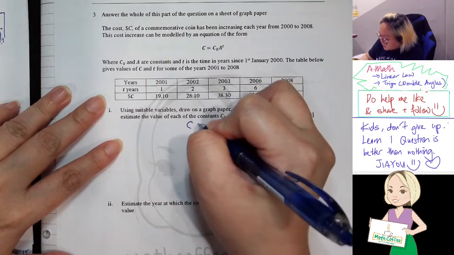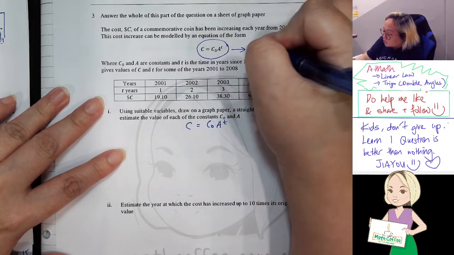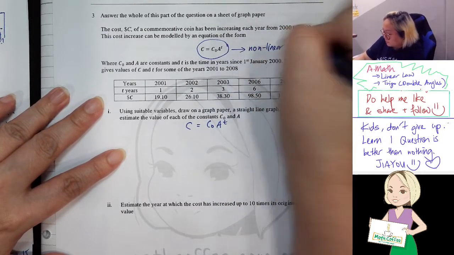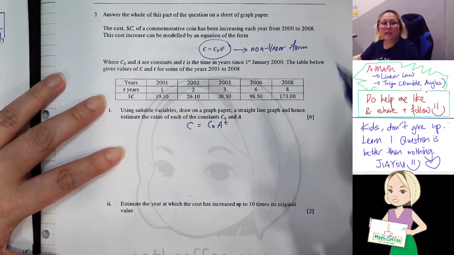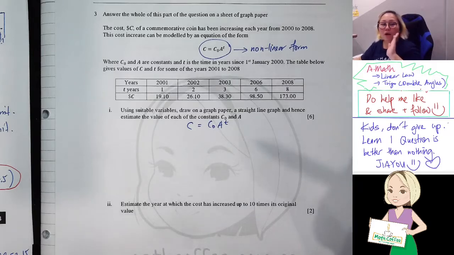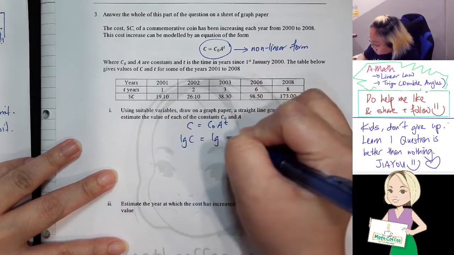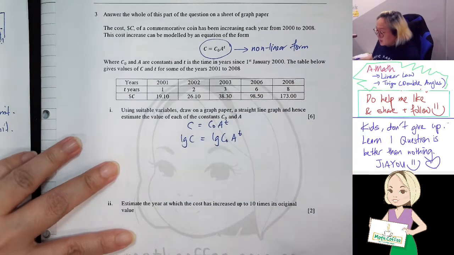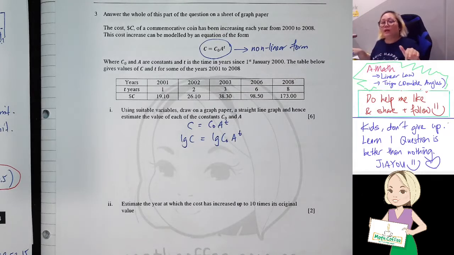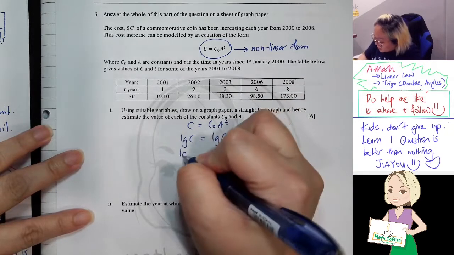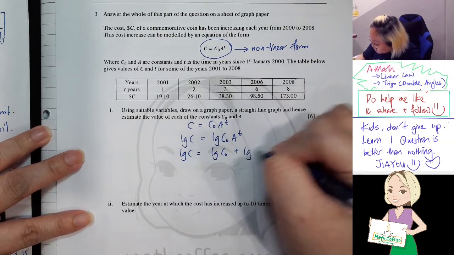So I'm going to write C equals C naught A^T. Again, I tell you, this is my non-linear form. The first task is always to massage it until you get the linear form. So I'm going to log both sides: log C equals log of C naught multiplied by A^T. When it's multiplied, the logarithm law tells you they can split and become plus. So it becomes log C equals log C naught plus log A^T.